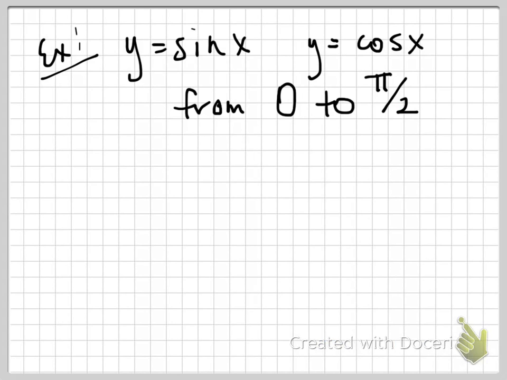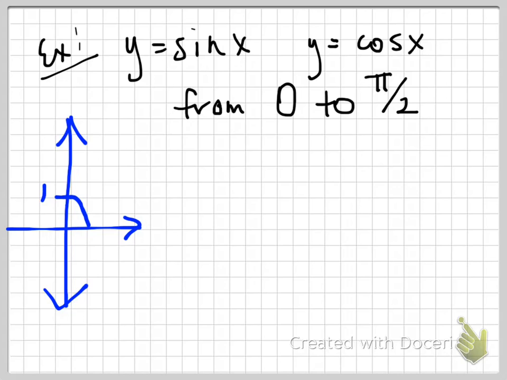All right, for this next one, we're going to graph sine x and cosine x, and we're going from 0 to pi over 2. But the thing is, sine and cosine have lots of little intersections. So you can graph it if you want to. Alright, so we know I'm going to do this as my 1. So I know cosine looks like this, and I know sine looks like this.